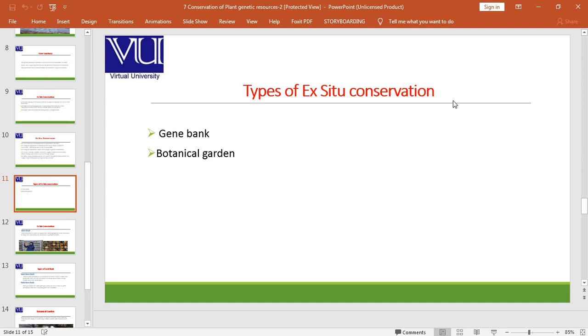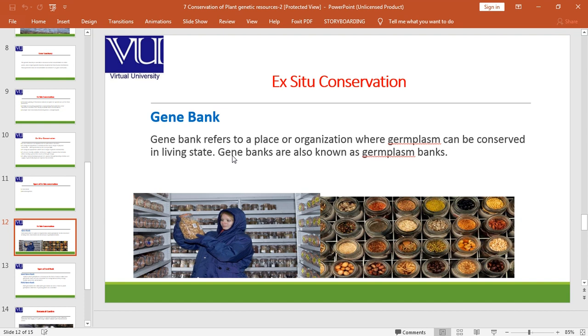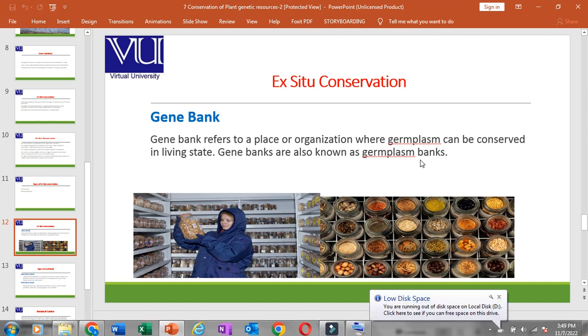Then the types of ex situ conservation: gene bank, botanical garden. In gene bank, a gene bank refers to the place or organization where germplasm can be conserved in living state. Gene banks are also known as germplasm banks.